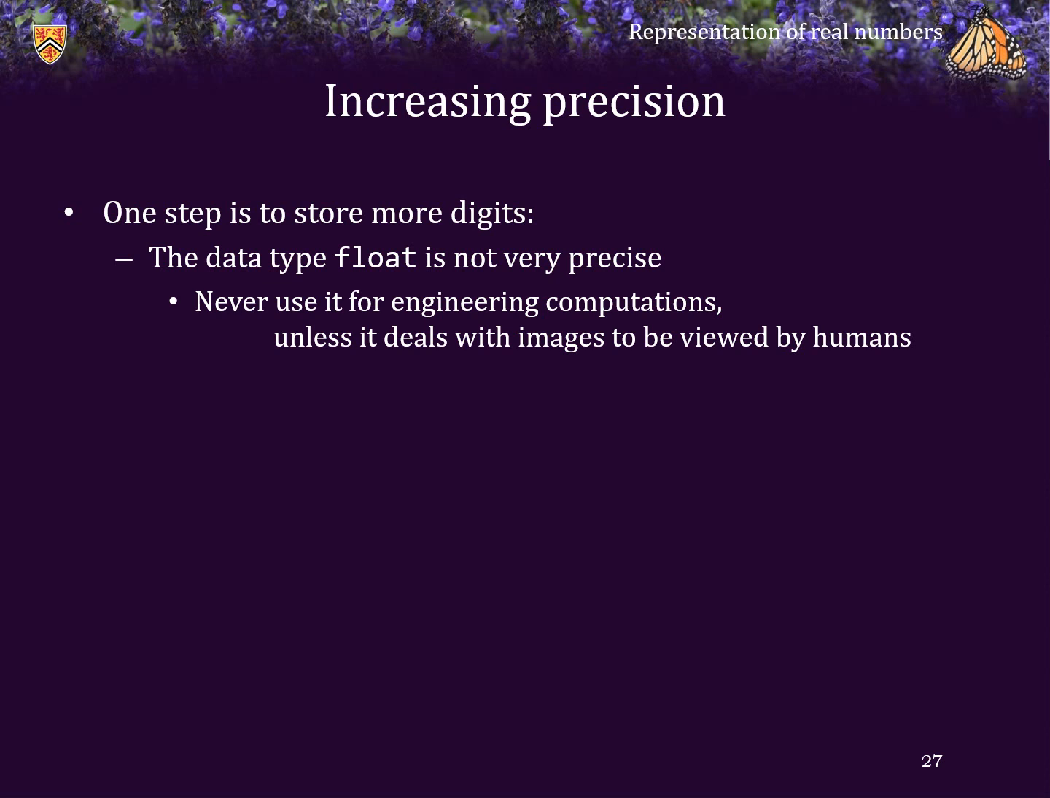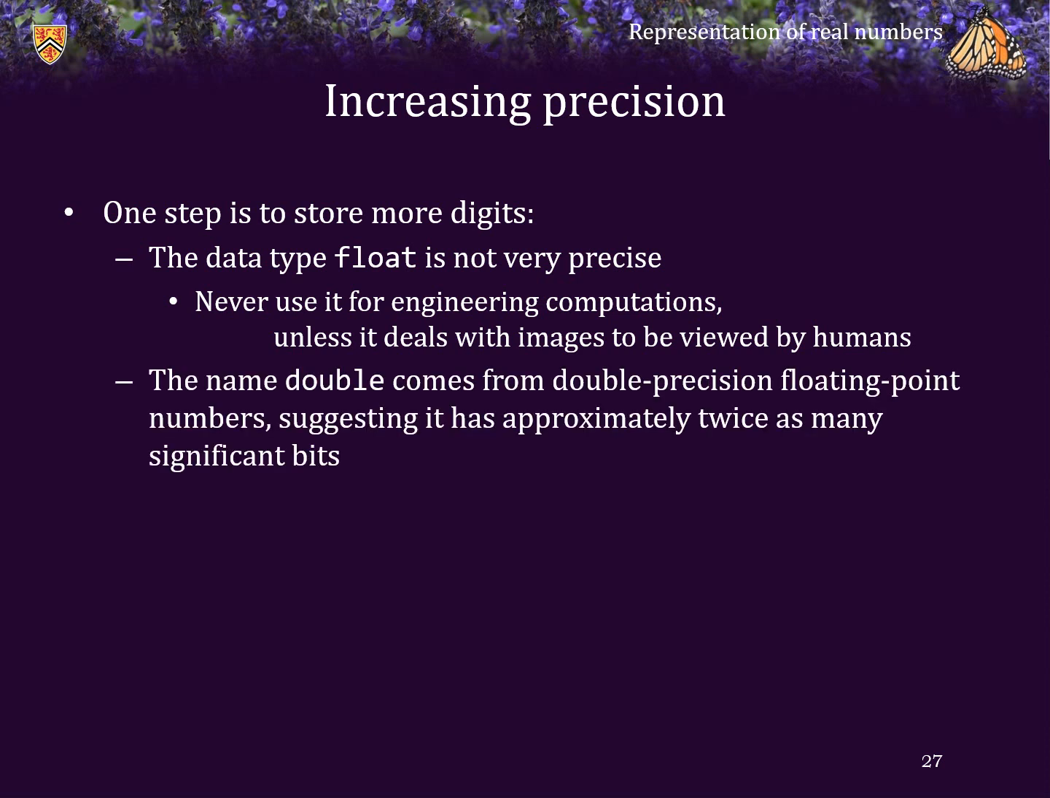So there is a data type called float, and it is also based on the 754 standard, like double, but it doesn't have very much precision. It doesn't have enough precision for engineering computations. It's more or less only really useful for graphics. It uses 4 bytes, and the errors are not sufficiently horrible so that if you are rendering an image, it's still going to appear the same whether or not you use float or double. The only point is float only uses half as much memory. The name double that you have already used comes from the phrase double precision floating point numbers, suggesting it has approximately twice as many significant bits as a float.